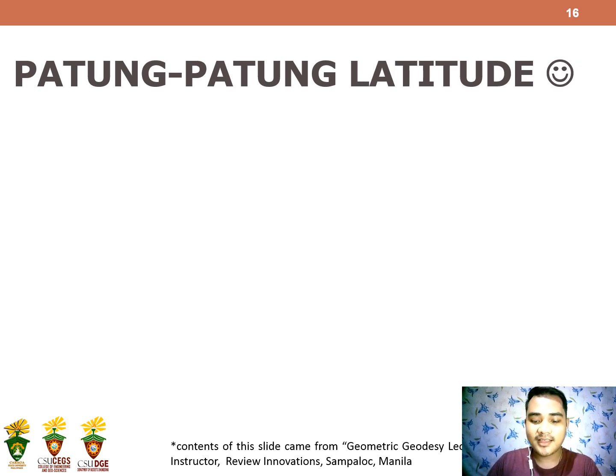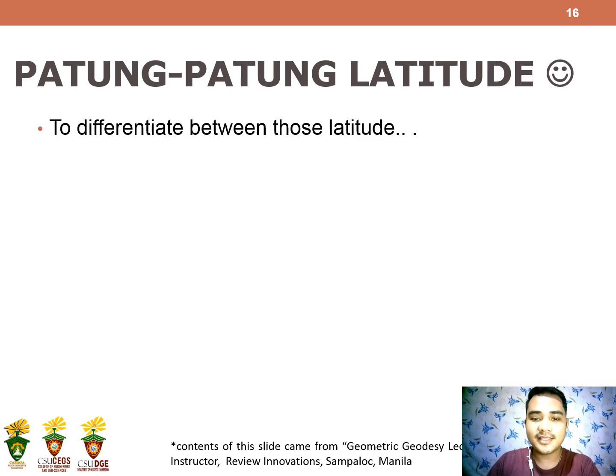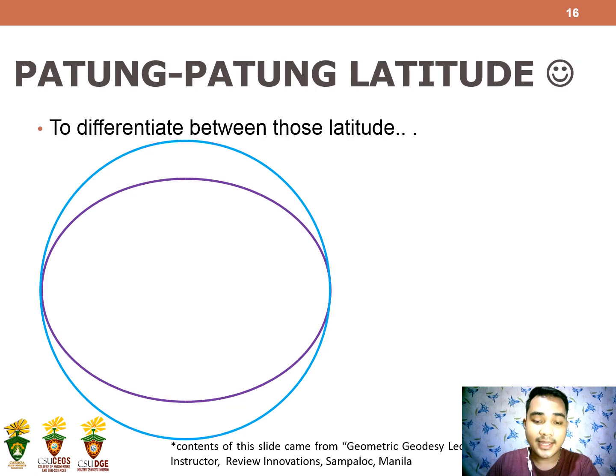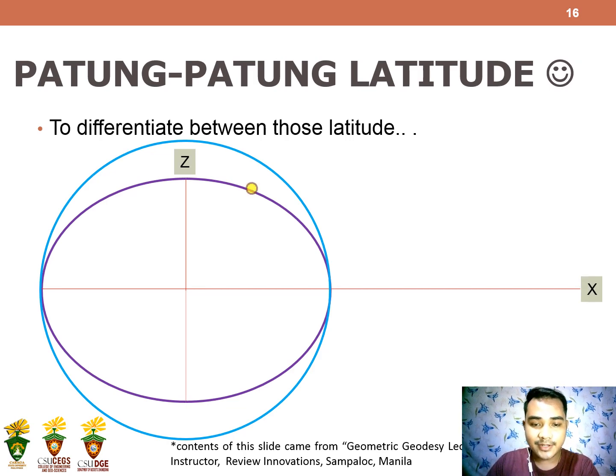So to differentiate between those latitudes, we have this figure, no, balik ta na sphere kay since nagtakal-takal na og sphere, and we have also ellipse, no, and we have this axis, what we call the z-axis, and another axis pala is the x-axis. So we have also here the point or the location in some part of the earth nga gusto nato siya i-locate.